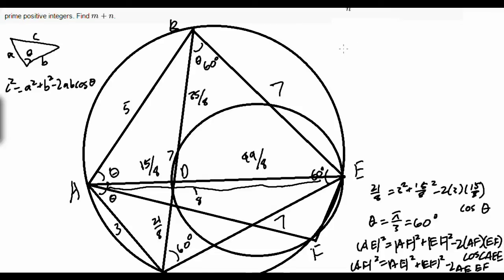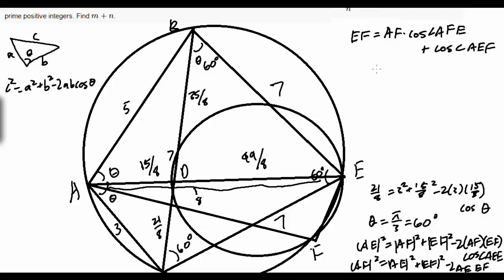So AE squared plus AF squared. You see that if we add these two equations together, we get AE squared plus AF squared on both sides. Subtract them, we get 2EF squared minus 2AF EF cosine A. If you simplify it, you get this equation, which is EF equals AF times cosine angle AFE plus cosine angle AEF. And we'll use that later.